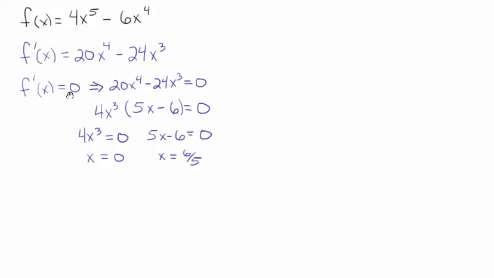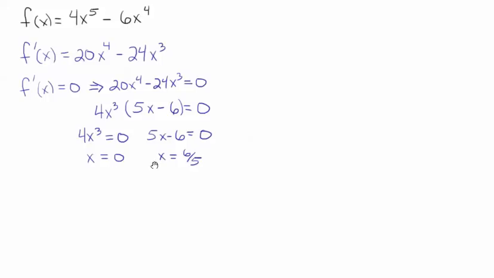Okay, so f prime is equal to 0. That implies that this expression here is equal to 0. And this we just factor out the GCF, the greatest common factor, which is 4x cubed, and we're left with 5x minus 6. And by the factor theorem, that means that either 4x cubed is equal to 0, or 5x minus 6 is equal to 0, or both are equal to 0. Well, this one's easy to solve. That's just 0, and this one's simple to solve. Move the 6 over, divide by 5, so x is 6/5.